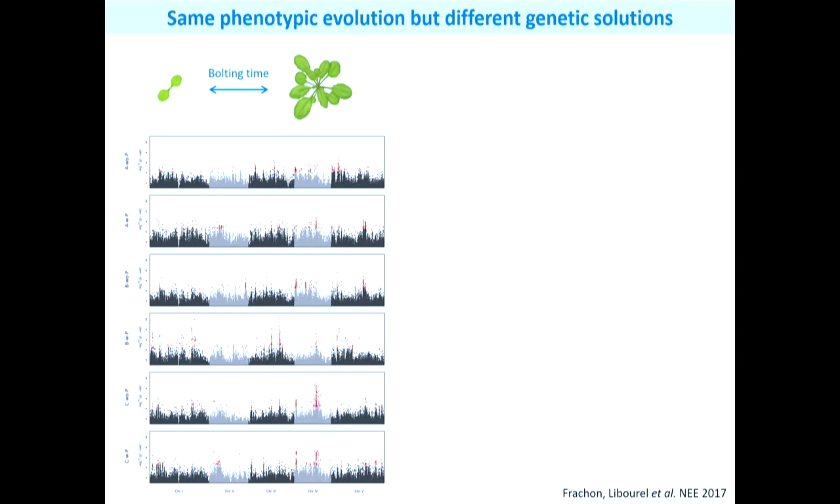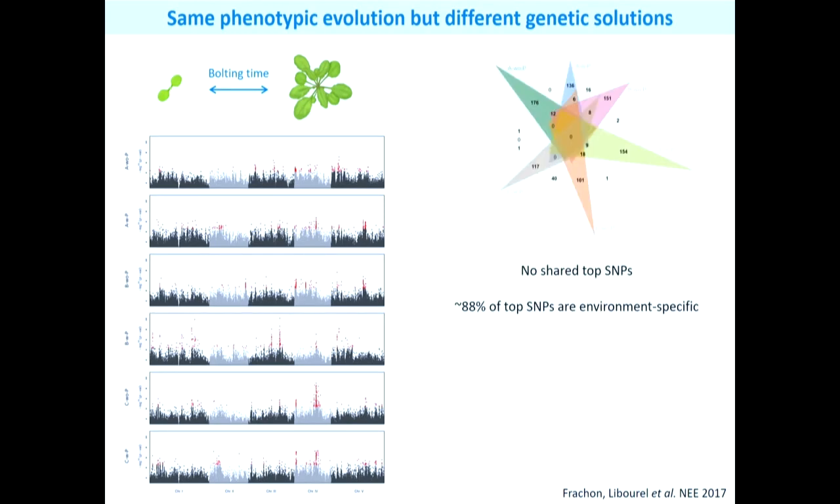Here is a GWAS that we performed on the bolting time. This is the Manhattan plot across the 5 chromosomes of thaliana, and the red SNPs correspond to the top 200 SNPs. There were no shared top SNPs among the 6 environments, and 88% of the top SNPs are environment-specific.